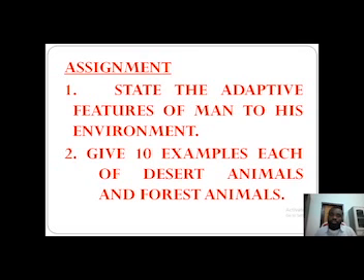You are. So give 10 examples each of desert animals and forest animals. So these are the 2 assignments I need from you, and you are going to send it to my WhatsApp number. Copy it on your notes, snap and send to my WhatsApp number. This is the first assignment for JS1. JS2, I've given them almost 4 or 5 assignments. So do this, get it done, and get it back to me.